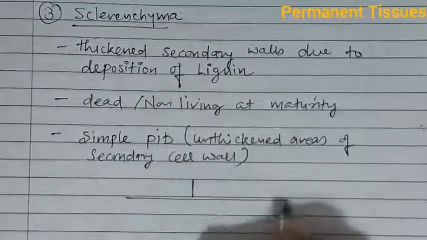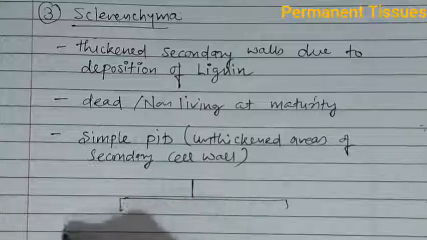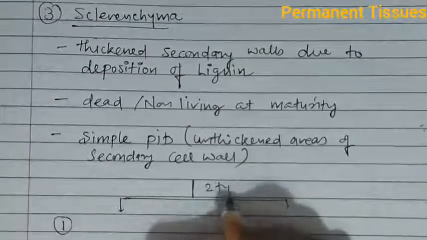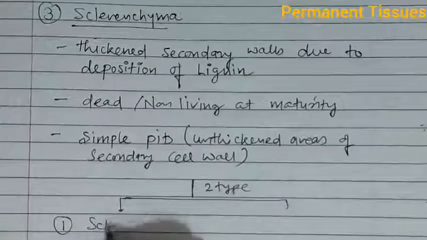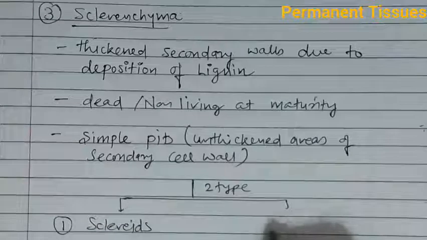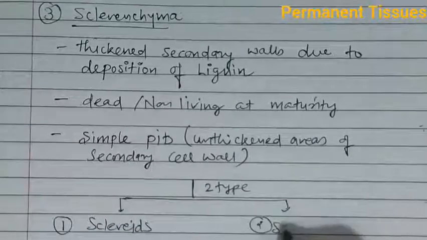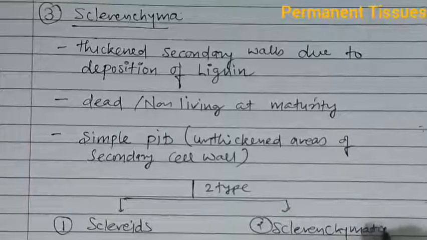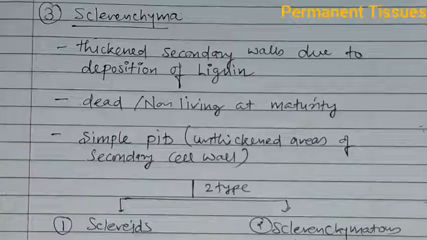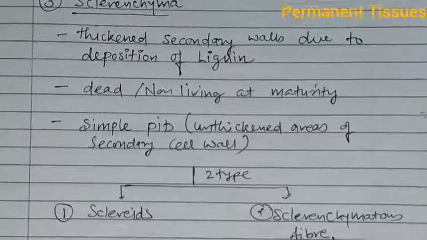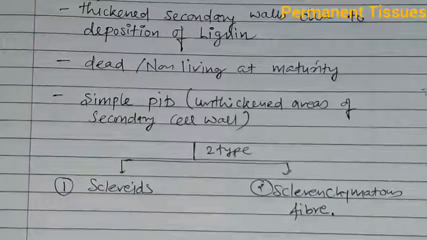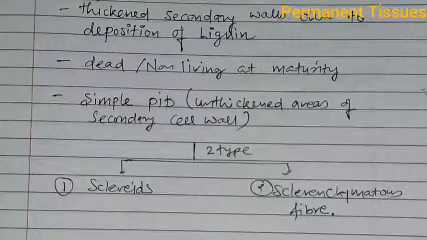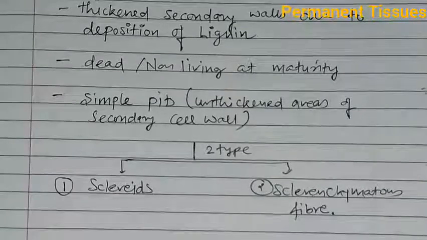This sclerenchyma is of two types. One is sclereids and the other is sclerenchymatous fiber. First we talk about sclereids in detail.